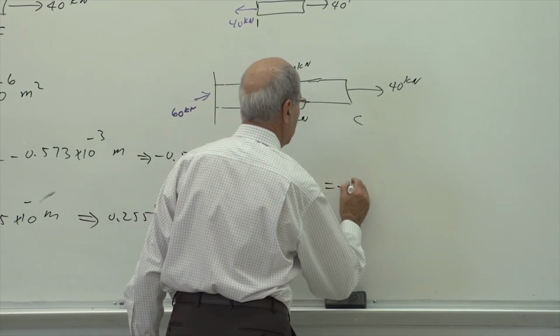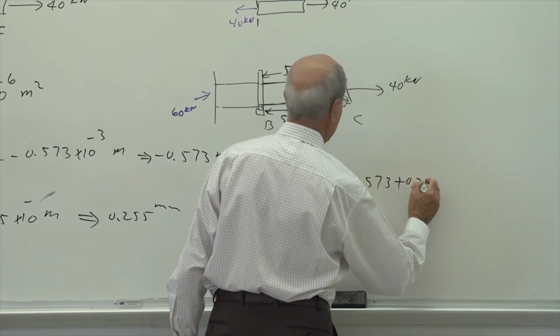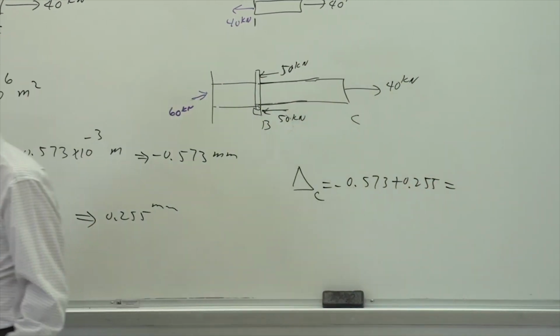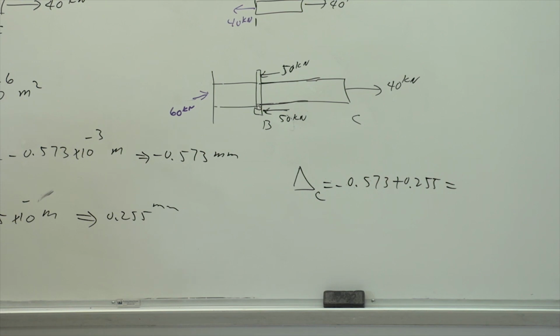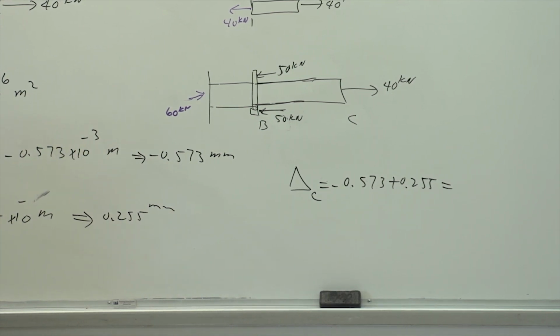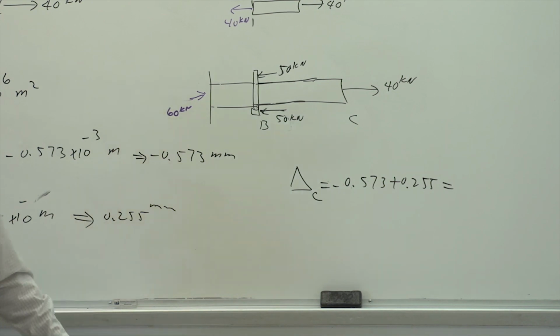Of course, that's equal to minus 0.573 plus 0.255, or equal to the balance of that one. So the balance of that one, that's no problem there. Everybody can calculate that one. Okay, you can calculate that. So, the balance of that. Is that correct or not?